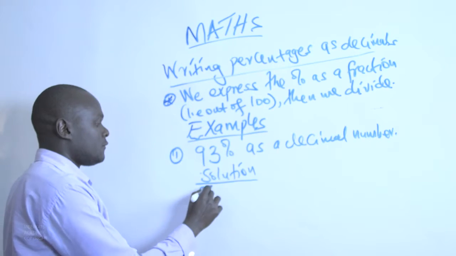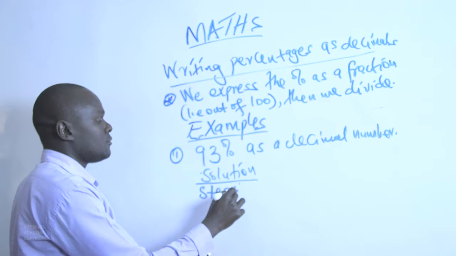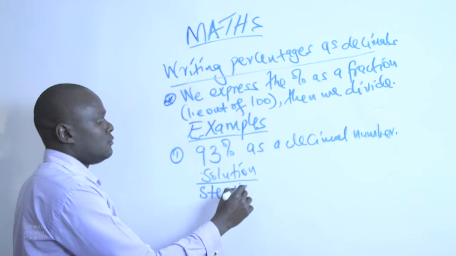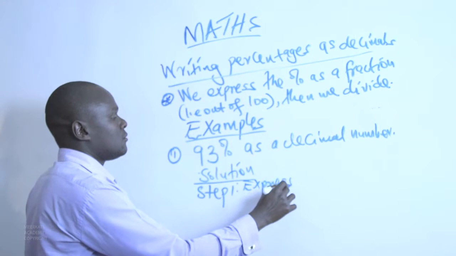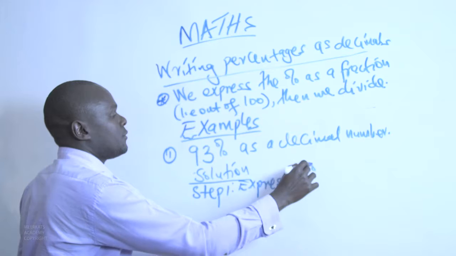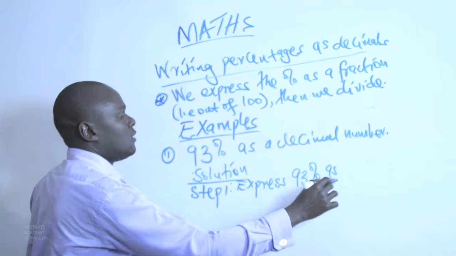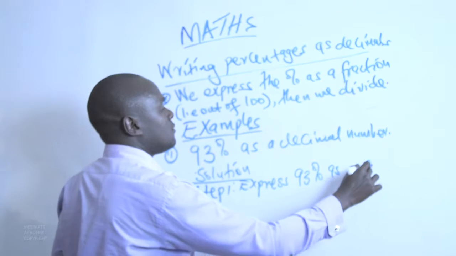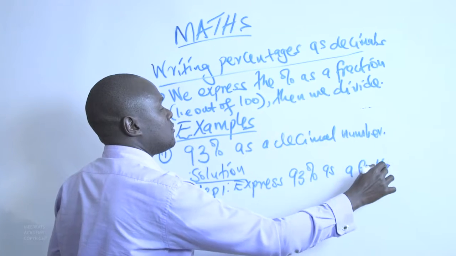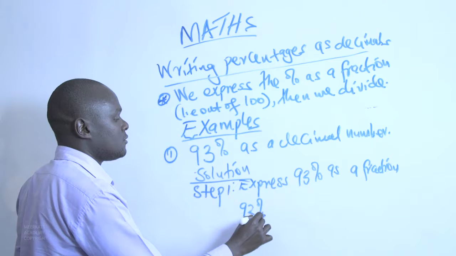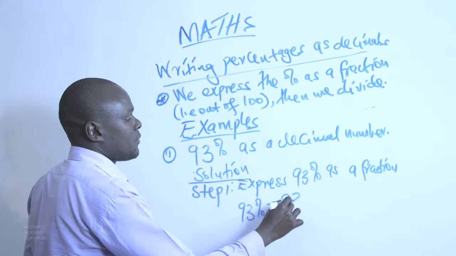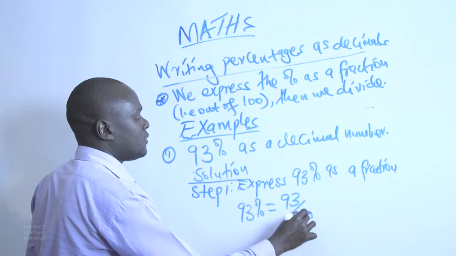We have said the first step that we are going to do is we express 93% as a fraction, which will give us 93% will be equal to 93 all over 100.